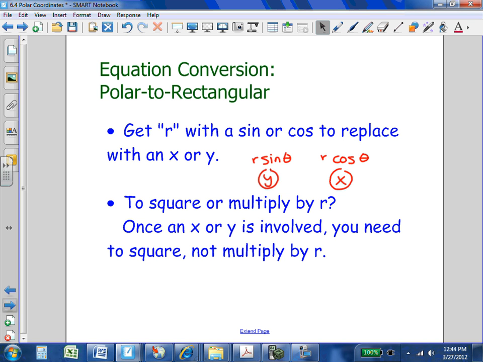Another strategy, well, another question, do you square both sides or do you multiply both sides by r? You saw both of those strategies in the previous two examples. Sometimes it's a little hard to tell, but overall, if you have an x or a y already involved, like we did in the second example, you need to square and not multiply by r. Because if you start multiplying by r, then you're going to get mixed terms with x's and y's and an r. And that's not exactly where you want to go. It creates more trouble. So it takes some practice. It takes some strategy. So keep practicing and good luck.